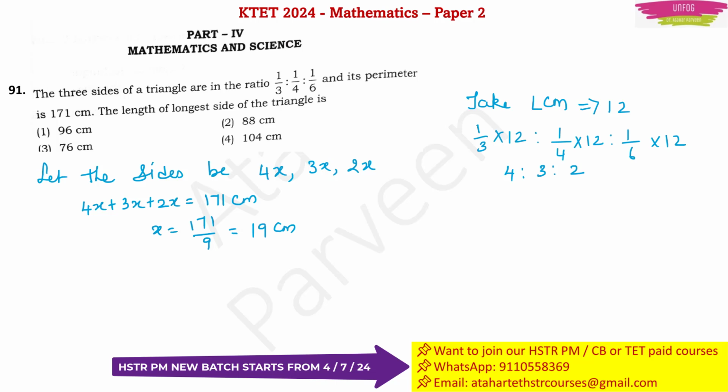So for the length of the longest side of the triangle, if you see here in 4x, 3x and 2x, 4x is the longest. So you have to substitute x as 19 and multiply it by 4. So your answer will be 76 centimeter. Okay, so this is our usual problem based on triangles.